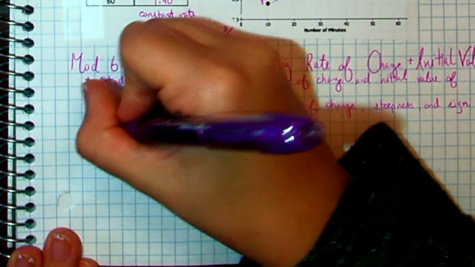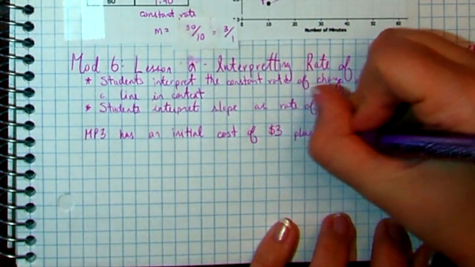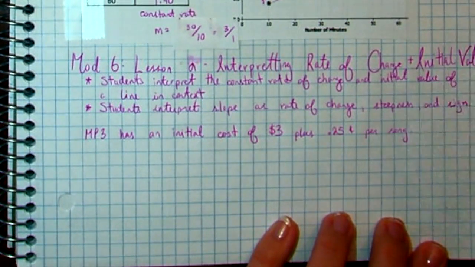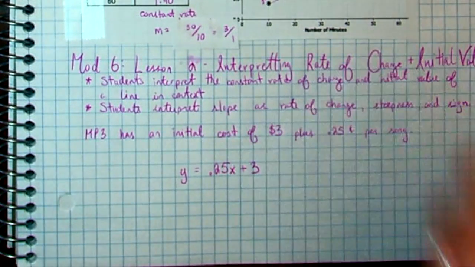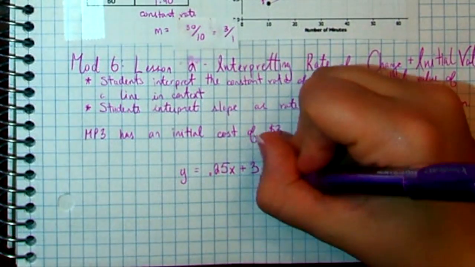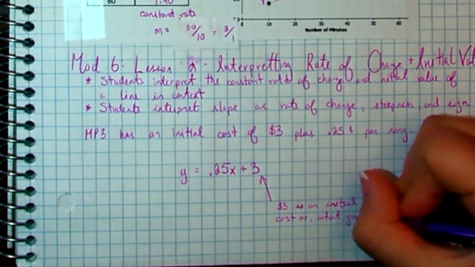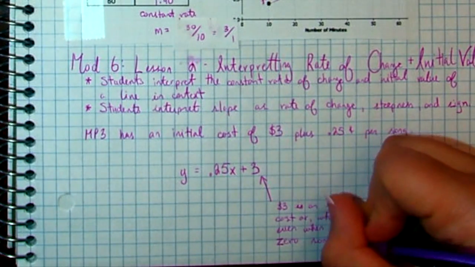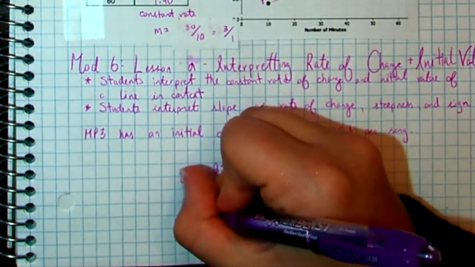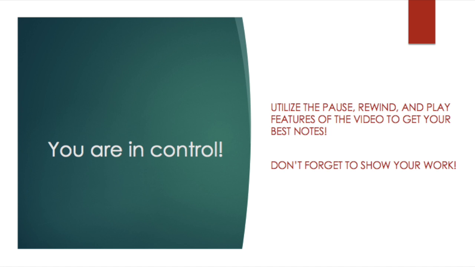So we're just looking at trends at this point and thinking about what components of our function represent which piece of information. So when I looked at that problem regarding internet access, I had a fixed cost and a cost per 10 minutes. If I have a similar scenario where I can purchase MP3s at an initial cost of $3 plus 25 cents per song, both of those values exist in my equation.